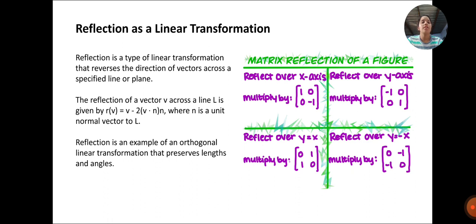Reflection over the x-axis is multiplication by the matrix [1 0; 0 -1]. Reflection over the y-axis is multiplication by the matrix [-1 0; 0 1]. Reflection over y = x is multiplication by the matrix [0 1; 1 0]. Reflection over y = -x is multiplication by the matrix [0 -1; -1 0].